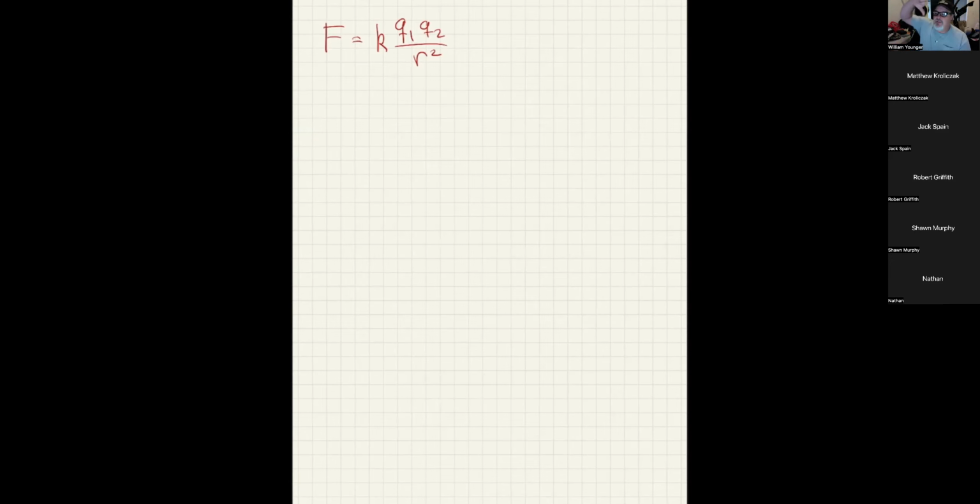If I decrease, let's say from 4 meters, I turn it to 1 meter as a distance between them, then I have decreased the distance by a factor of 4, which means the force should increase not by a factor of 4, but by a factor of 16. Does that make sense to everyone?